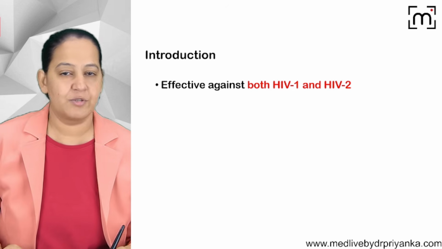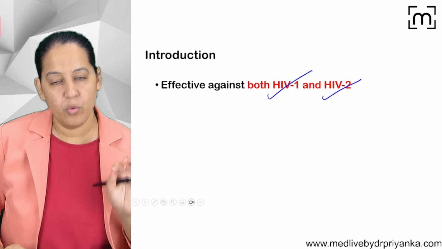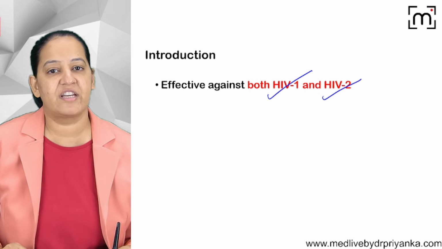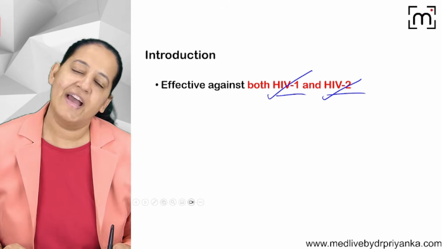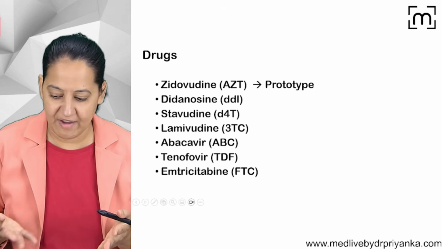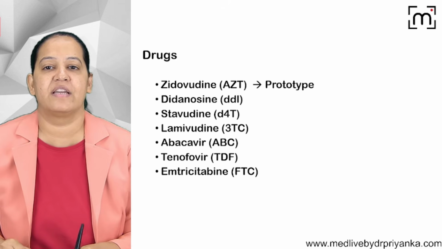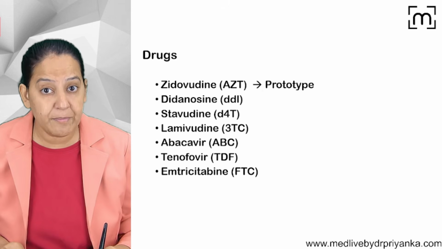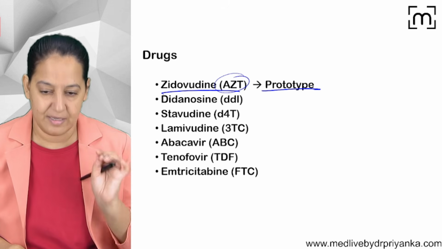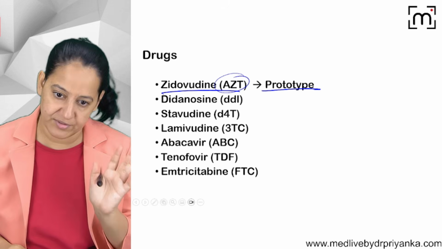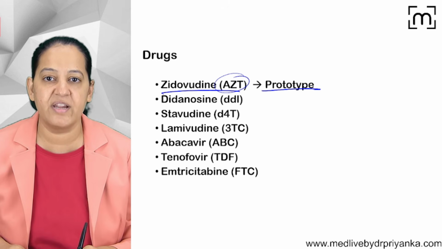They are effective against both HIV 1 and 2, and they are the most important drugs in the treatment of HIV. There are two serotypes of HIV, HIV 1 and 2. We have many drugs in this category. The prototype drug is Zidovudine, written as AZT. These short forms are given by the WHO based on chemical structure.